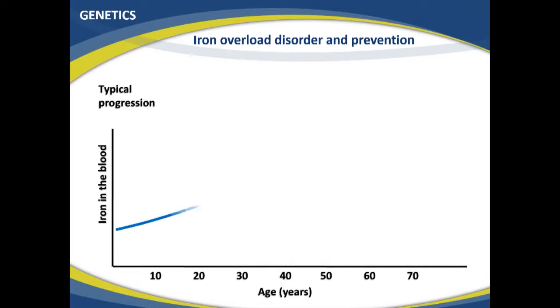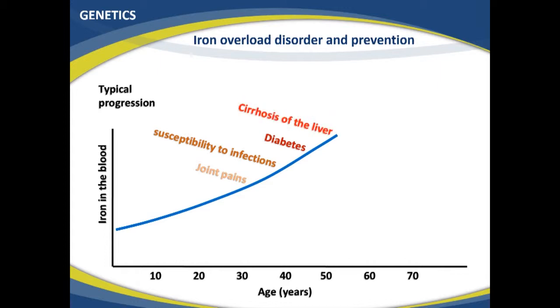So this is what happens. Iron in the blood is increasing over the years. At the beginning there are no symptoms, but then you start to develop joint pains, you get susceptibility to infections, so the immune system gets weaker, you become a diabetic, eventually your liver is damaged, and it's fatal if you don't get treatment.